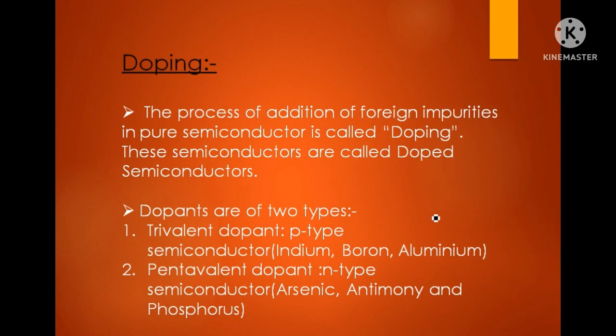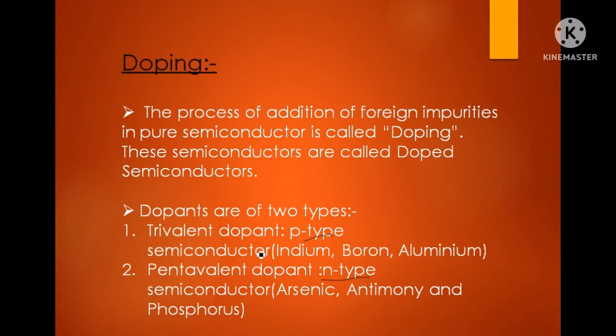Dopants are of two types. What is a dopant? Basically, the external foreign material which is added inside the semiconductor crystal is called a dopant. Dopants are of two types: one is trivalent dopant and another is pentavalent dopant. Trivalent dopants generate p-type semiconductor. If we add trivalent dopants in a semiconductor, that semiconductor will be called p-type semiconductor. If we add pentavalent dopant in a semiconductor, then that type of semiconductor is called n-type semiconductor.